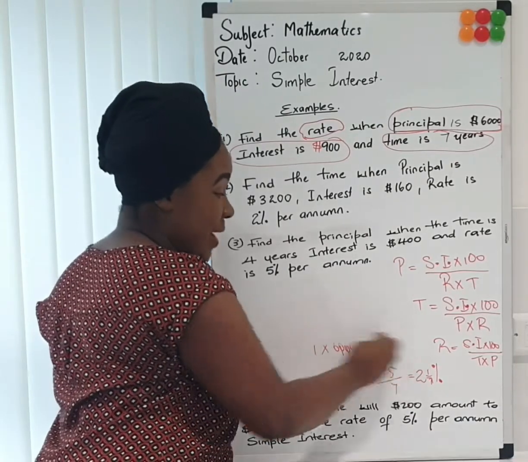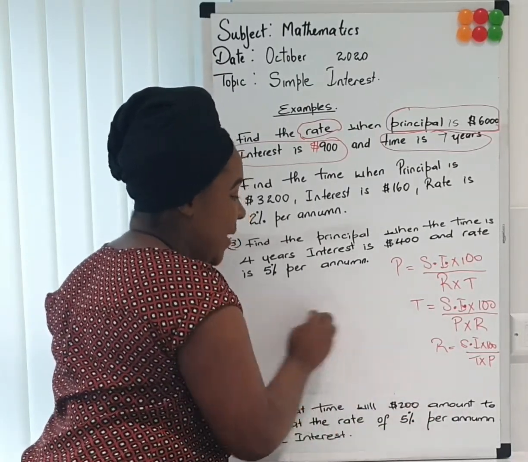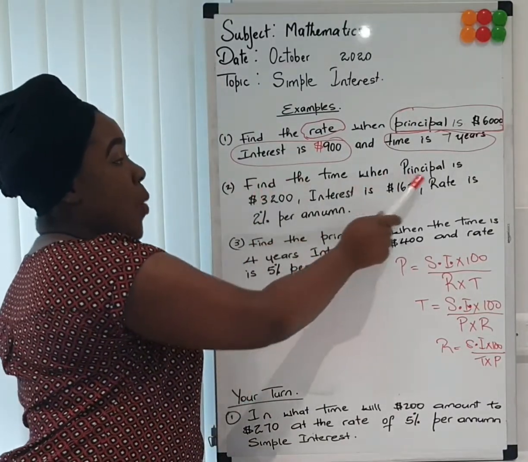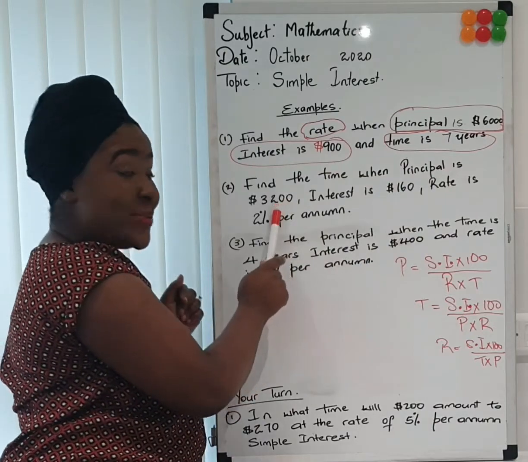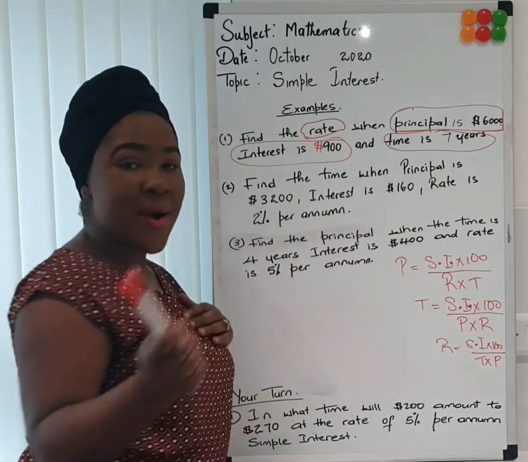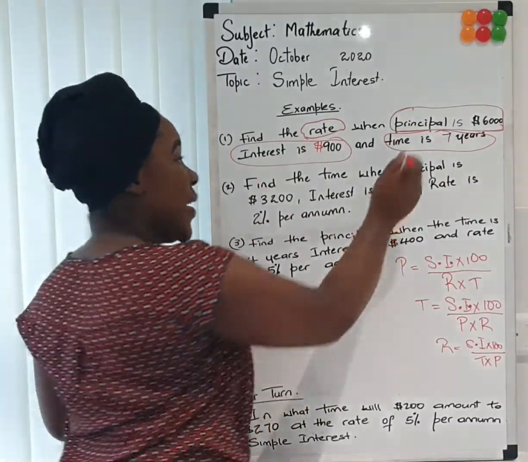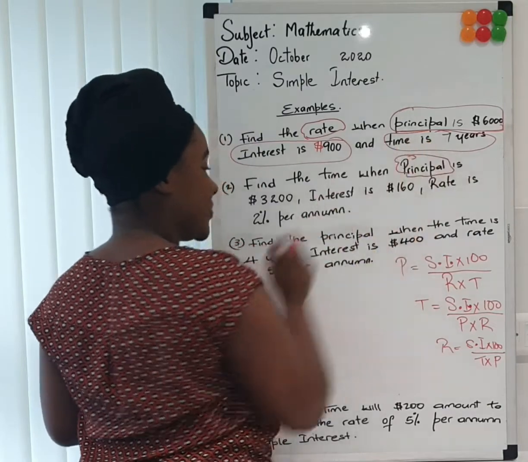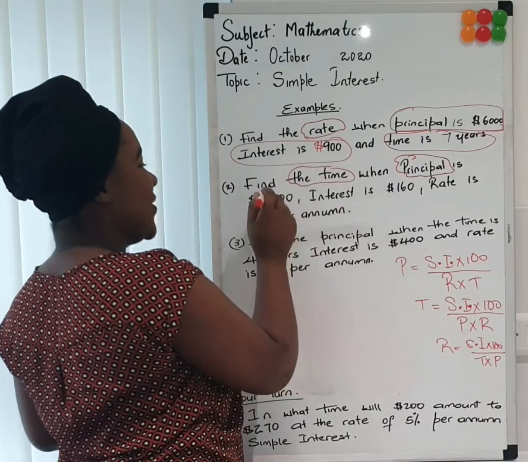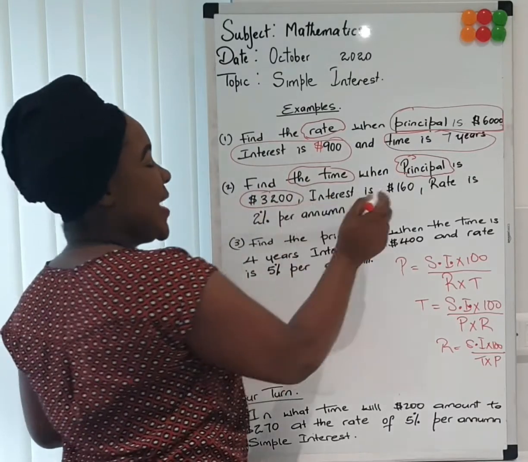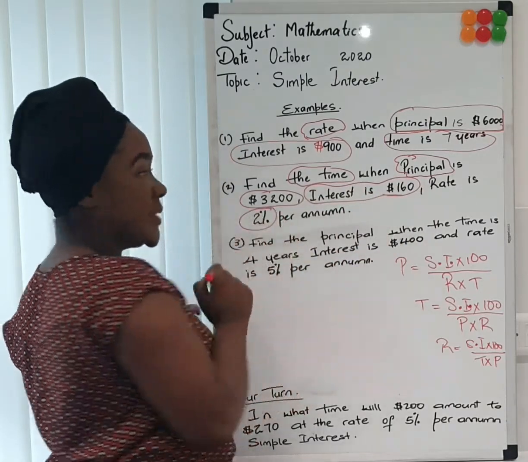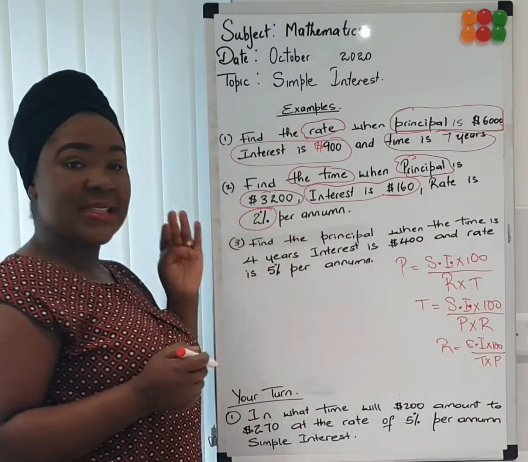Making space for our number 2 that is coming up. Okay. Alright, so number 2 says, find the time when principal is $3,200, interest is $160, rate is 2% per annum. So we're expected to find the time, not the principal. The principal is $3,200, the interest is $160, and the rate is 2%. So we're finding the time.